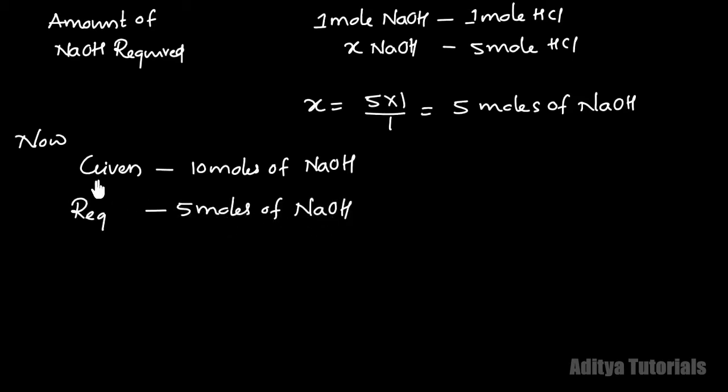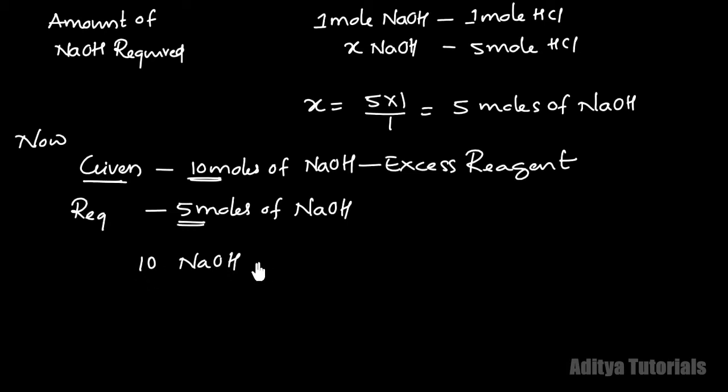So now we will compare both. Given here is 10 moles, required here is 5 moles. After comparing both, the NaOH in the given is in excess. This is excess. So if it is excess as compared to required, then it is called as excess reagent. So now come to the reaction. NaOH given at 10 moles is reacting with the 5 moles of HCl and gives rise to how much amount of product. So how to calculate this? So this is the amount of NaCl. In the exam they can ask for water also, but I have taken NaCl here.